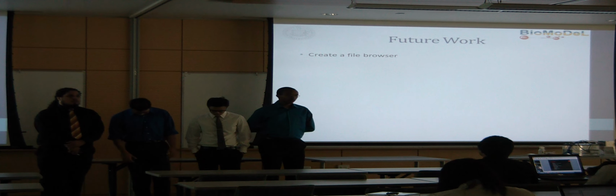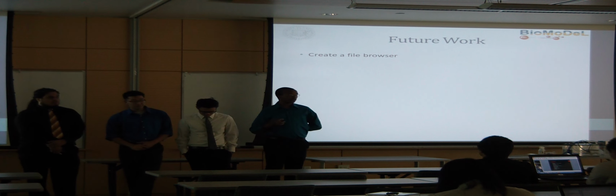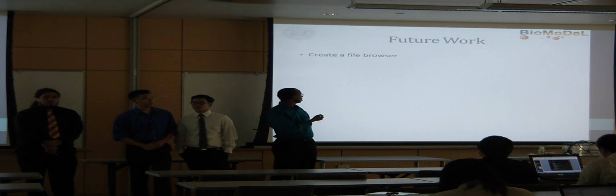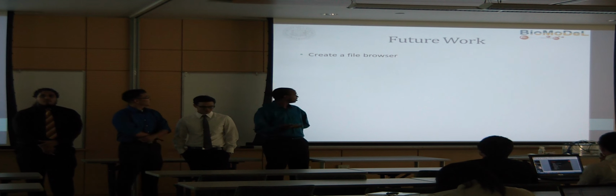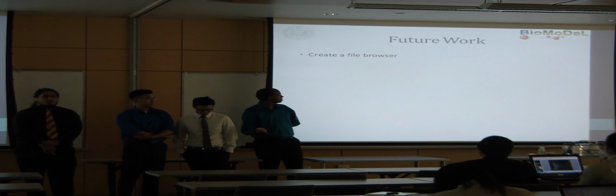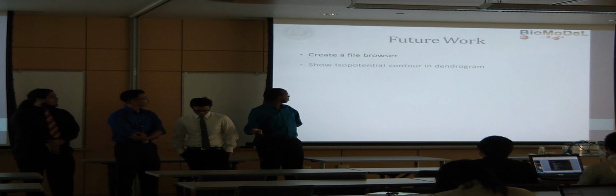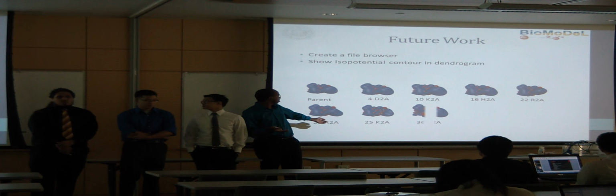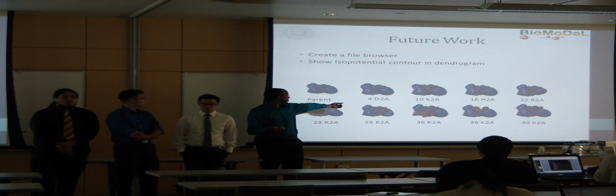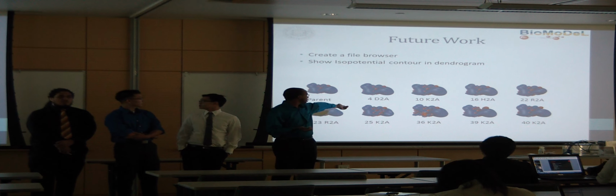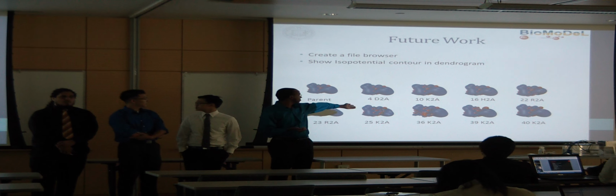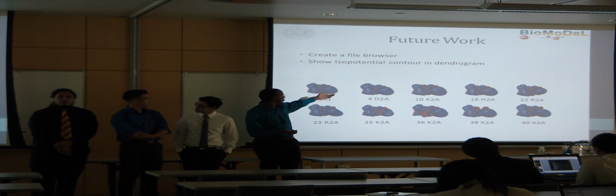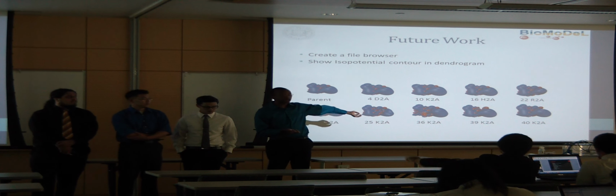For future work, we want to make the program more user-friendly. We want to make it a browser for the user, so you get the files from the file system. We also want to make sequential contour pentagrams, and they're supposed to look like this. The first number represents the location in the protein, and the other number represents the mutated amino acid. And we also want to make free energy applications.